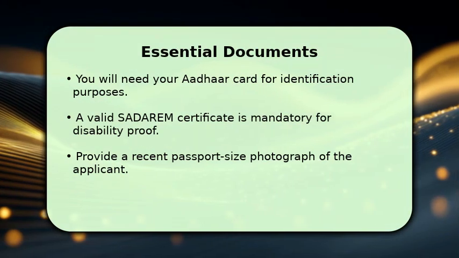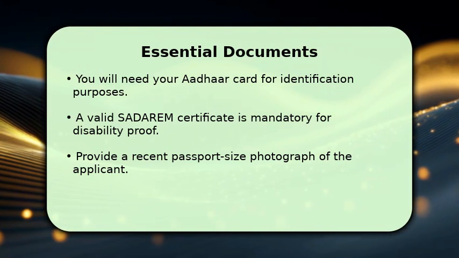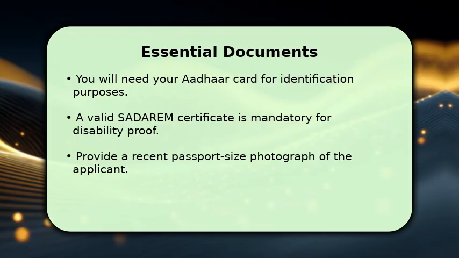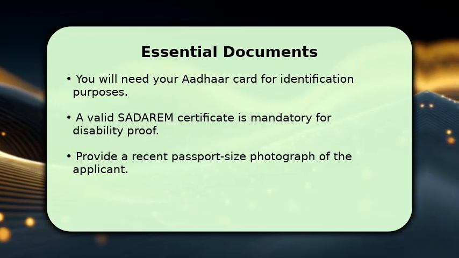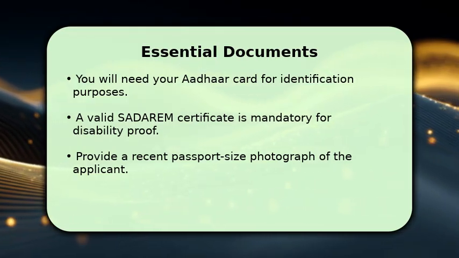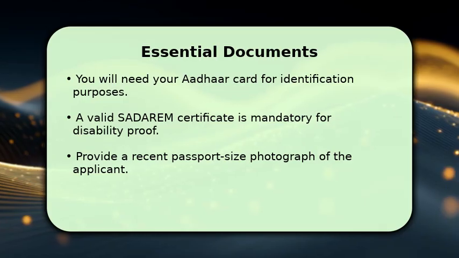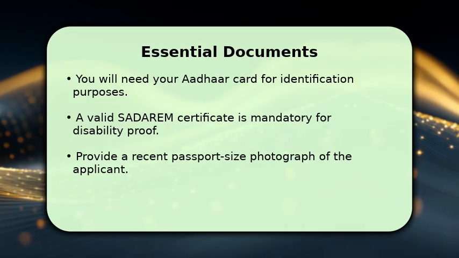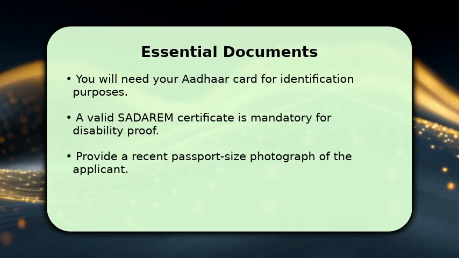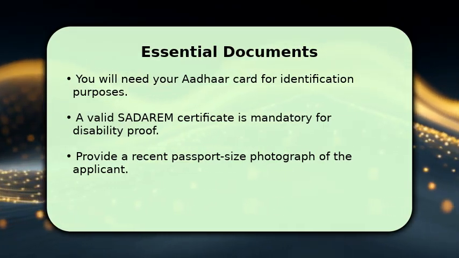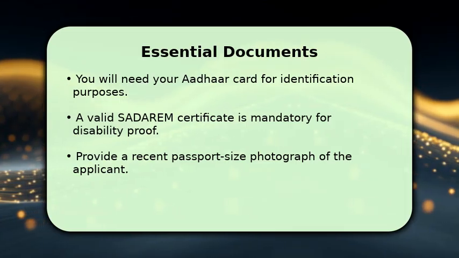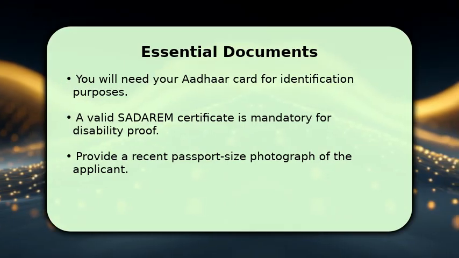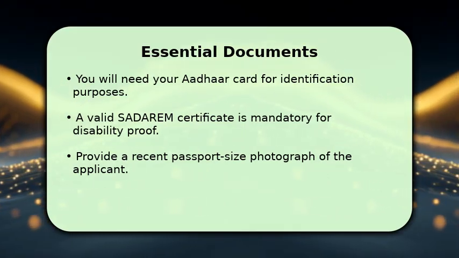Gathering the correct documents is a vital step. You will need your Aadhaar card, which serves as primary identification. The SADAREM certificate is absolutely essential as it officially verifies your disability. Remember to include a recent passport-size photograph. Your bank account details, including the IFSC code, are required for pension disbursement. Additionally, ensure you have proof of your age and an income certificate to meet the scheme's criteria. Having these ready will streamline your application.